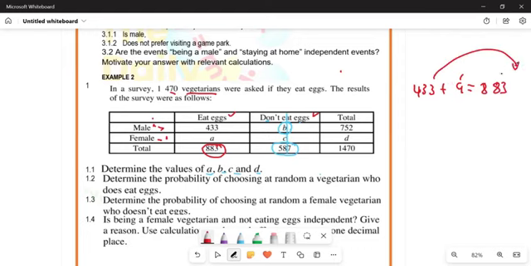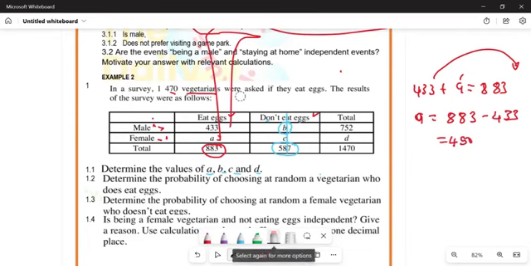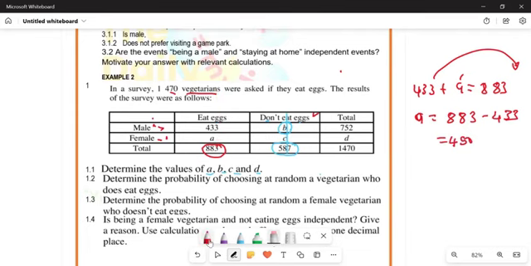Now we want to know what A is going to be. You take this one to the other side. What does it say? A is going to be equal to 883 minus 433. And then you get what? 450. So here we have A. Our A is going to be equal to 450. Okay, what else do we want?